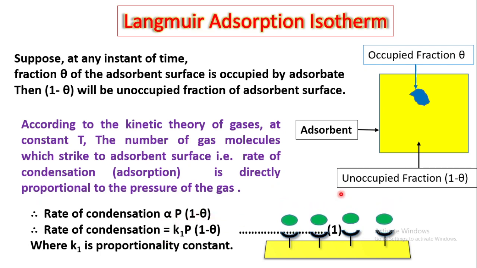Now, the gaseous molecules will strike only where they find empty space on the adsorbent. Now if we solve this proportionality, introducing the constant, we get the rate of condensation equal to k1 into p into 1 minus theta, where k1 is called the proportionality constant.